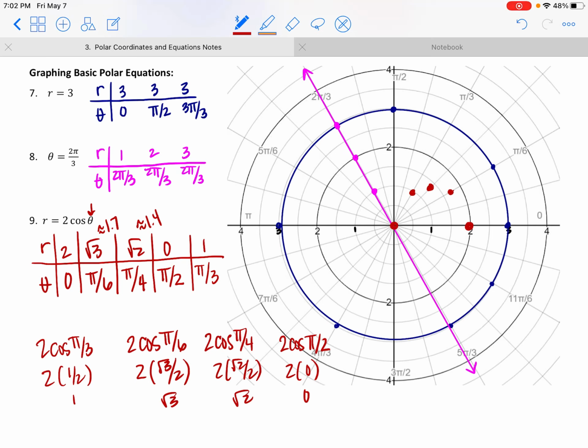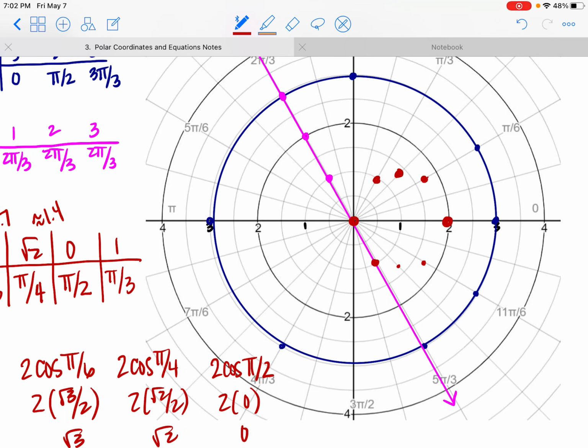And then what's going to happen if I started to plug in the other angles like 5 pi over 3 and 11 pi over 6, is we're going to end up with the same values, but they're going to be negative. So at 5 pi over 3, I'm going to be at a negative 1, and then here I'm going to be at a negative 1.4-ish, and then I end up over here at negative 1.7-ish, and my drawing is probably not doing this justice, but these points are going to connect to make a circle. And there it is.